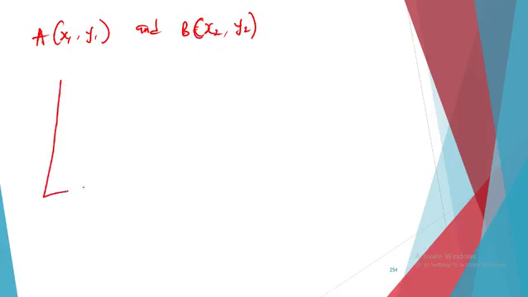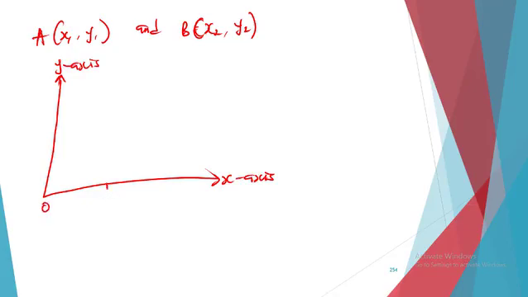If we're given A to be equal to (x1, y1) and B to be (x2, y2), and we're asked to represent this in a diagram, all we need to do, remember, is to draw our x and y axis. This is the x axis and this is our y axis, and this is the point of origin, which is 0.